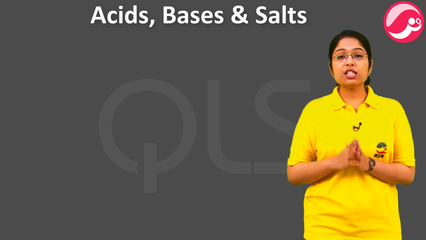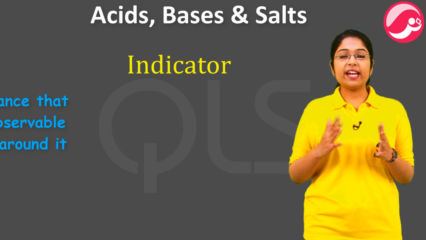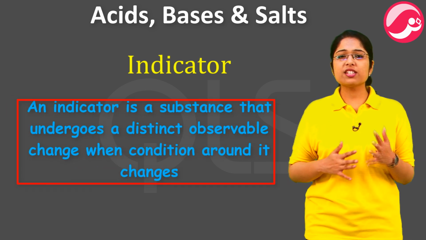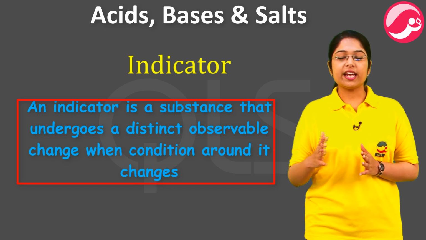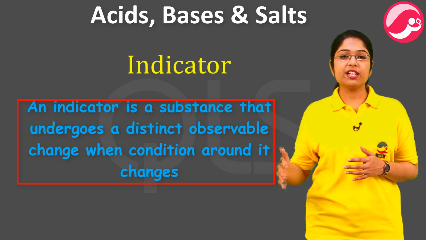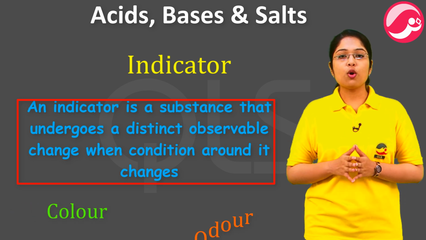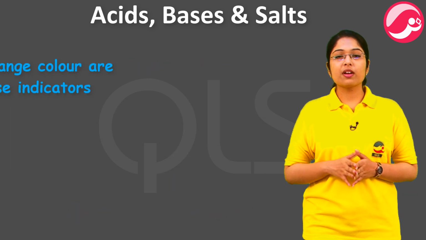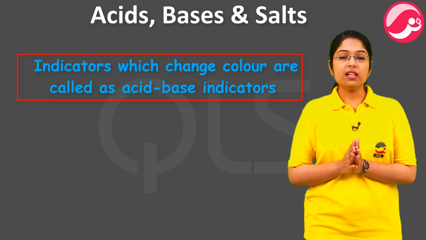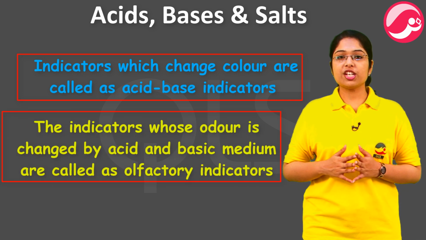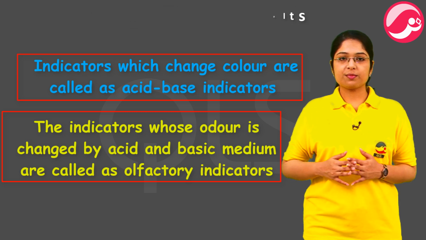So, to check whether a substance is acidic or basic, we can use an indicator. An indicator is a substance that undergoes a distinct observable change when condition around it changes. Indicators can indicate whether something is acidic or basic by change in their color or by some change in their odor, means smell. Indicators which change color are called as acid-base indicators, while the indicators whose odor is changed by acid and basic medium are called as olfactory indicators.